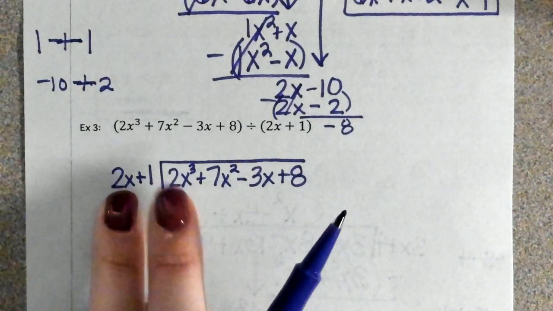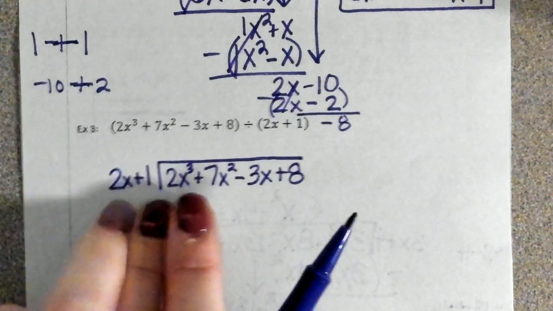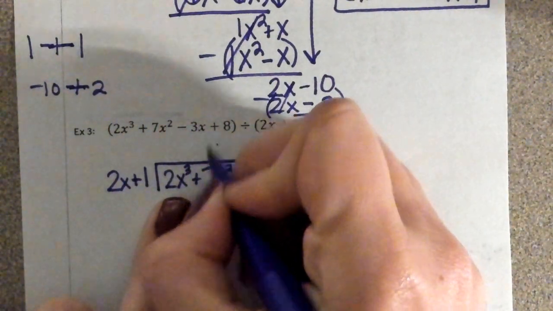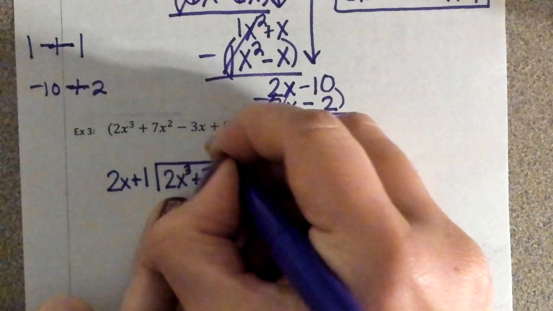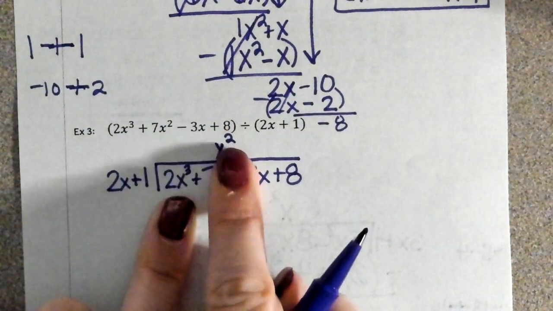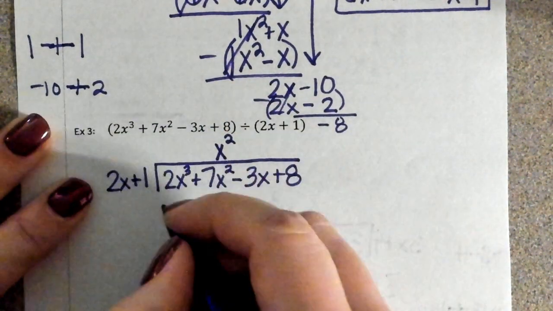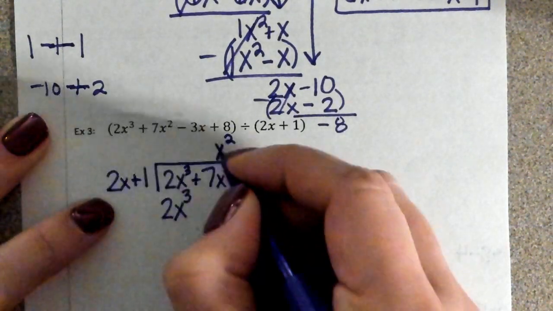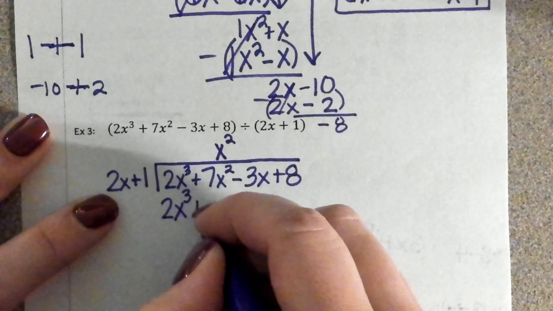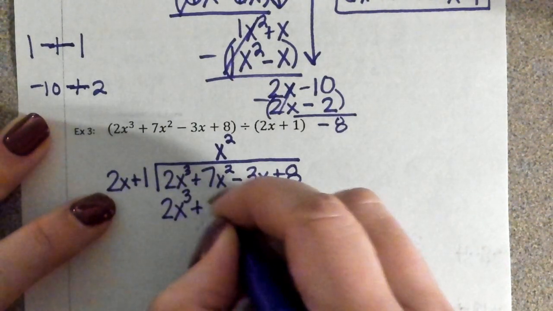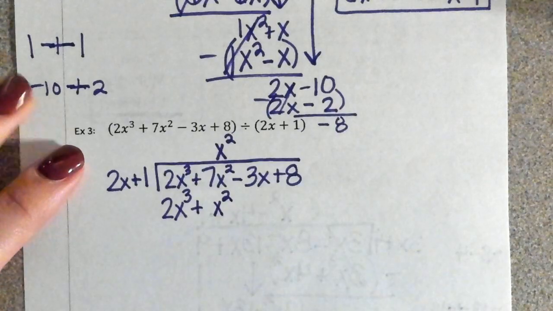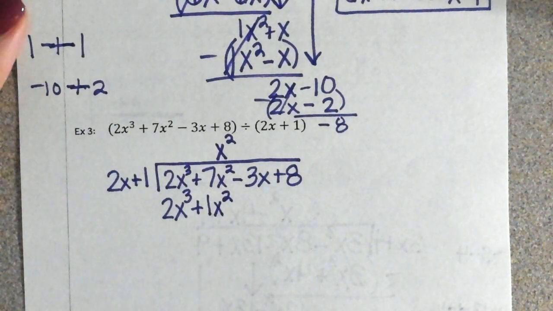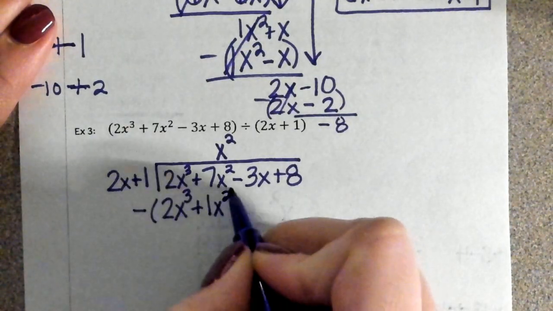First terms. 2x times what makes 2x cubed? Well, we already have the 2. We need 2 more powers of x. So you can choose to write 1x squared if you want, or you can just put x squared. So x squared times 2x cubed. X squared times 1 is 1x squared, or just x squared. I'll put a 1. It might be helpful to write a 1 in front of it. Then subtract.